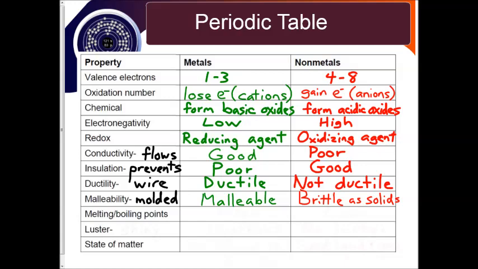In terms of melting and boiling points, metals have a very high melting or boiling point. It takes a lot of heat to get them to melt. Whereas nonmetals, it's very low. In fact, a lot of them are gases.